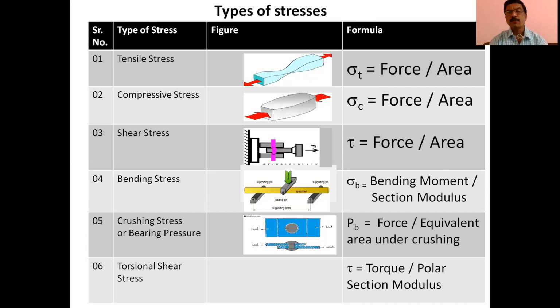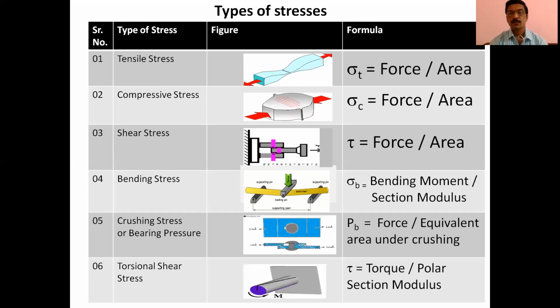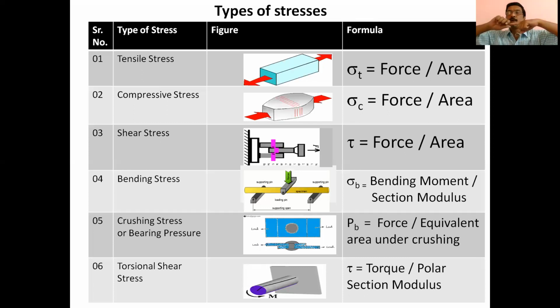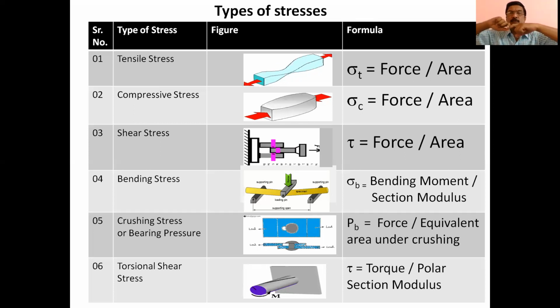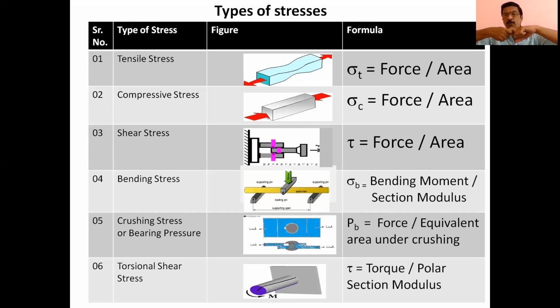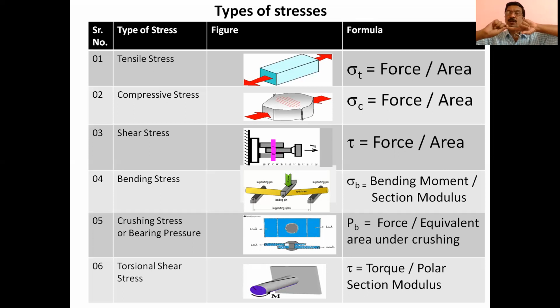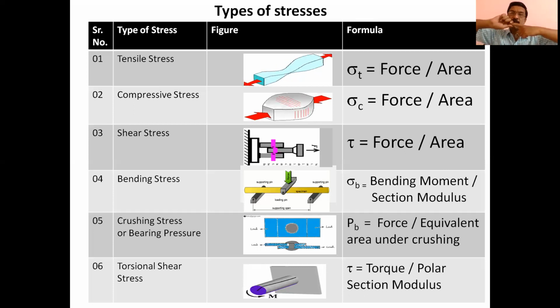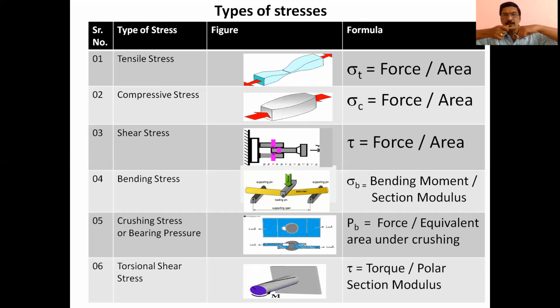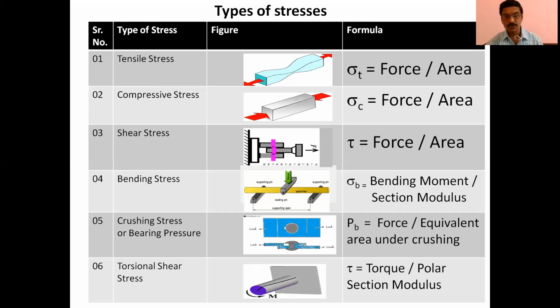The sixth type of stress is one more kind of shear stress which we call a torsional shear stress. Here we pull our body, we push our body, we bend our body, we crush our body. So the last one is torsional. If I rotate our body, there is a torsional stress. Torsional stress is again a type of shear stress.